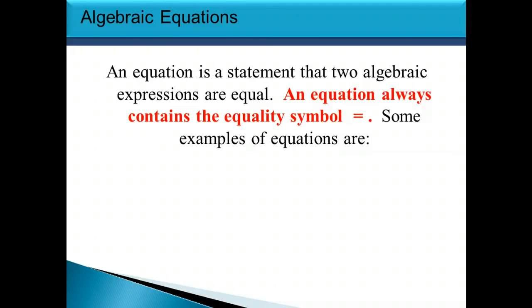So now let's take a look at algebraic equations. An equation is a statement that two algebraic expressions are equal. An equation always contains the equality symbol, that equal sign. So if you see an equal sign, that's your clue that it's an equation. So some examples of equations are 7x minus 8 equals 24, or 9x plus 13 equals 4x, or 5 times z minus 2 equals 6 times z plus 1. So notice those are all saying that one algebraic expression is equal to another. That's what an equation is.